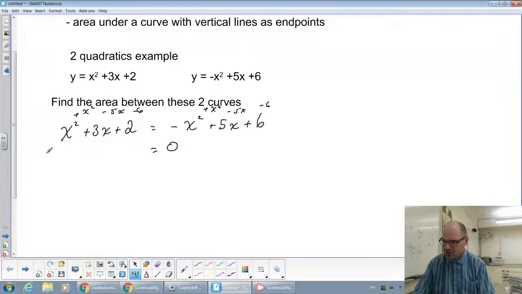x squared and x squared is 2x squared. 3x minus 5x is negative 2x. And this would be negative 4. Okay, so this is factorable, so we can take a common factor out.